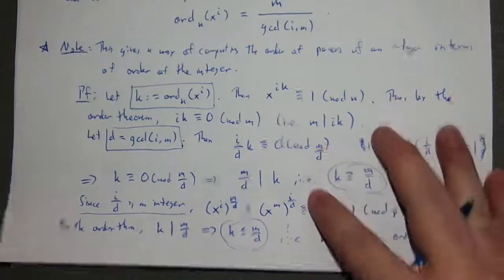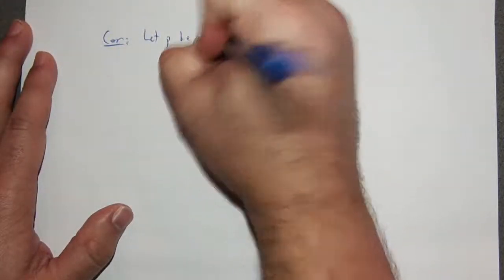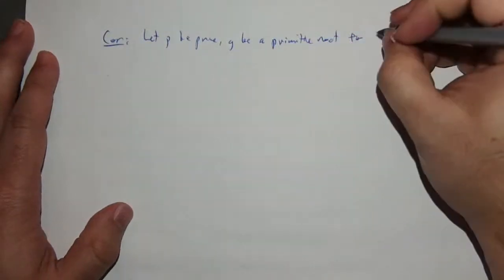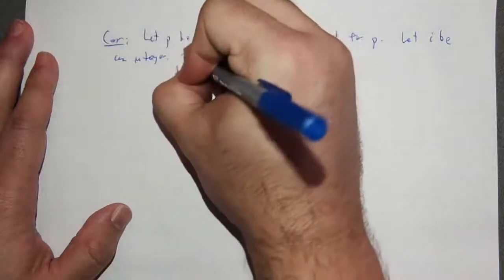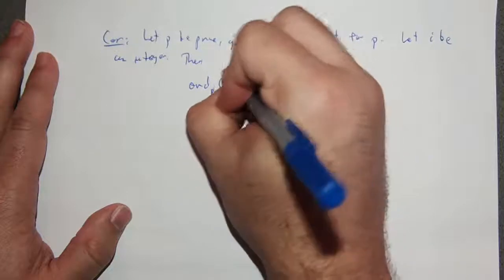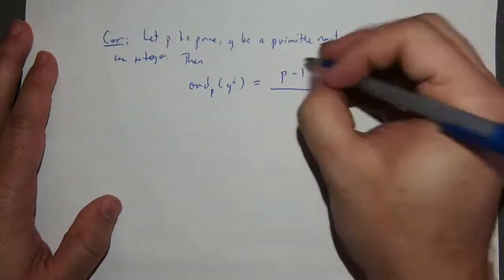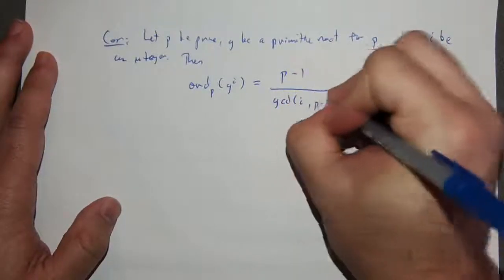Okay. So this is actually a pretty neat way of being able to compute orders of powers of something you already know the order of. It doesn't necessarily need to be a primitive root. Of course, it's really, really nice if it is a primitive root. So, corollary. Let p be prime, g be a primitive root for p. Let i be an integer. Then the order of a power of g, so g to the i mod p, is p minus 1, which is the order of g, over the GCD of i and p minus 1.